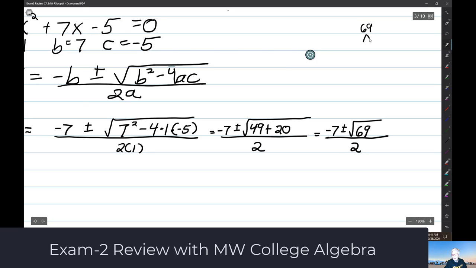Now let's look at 69 and see if it breaks down. 3 goes into 69, 23 times. Neither of these is a perfect square. In fact, they're both primes. So this won't break down, and that's your answer.